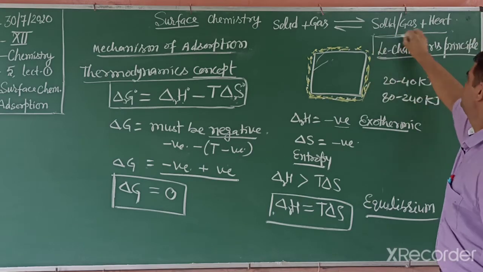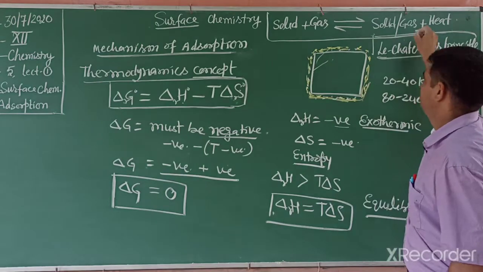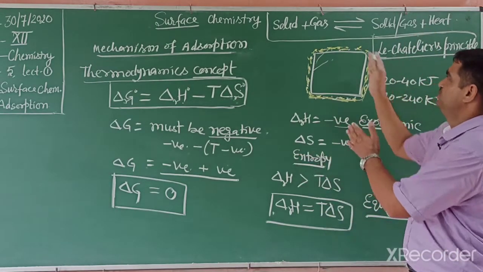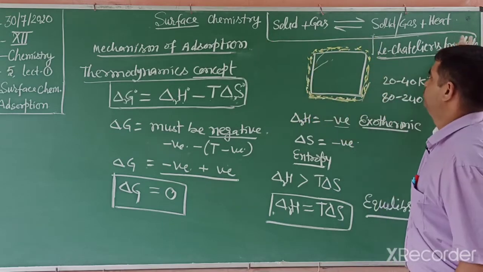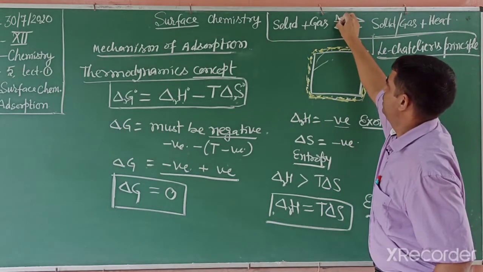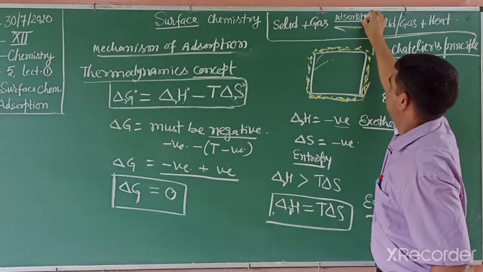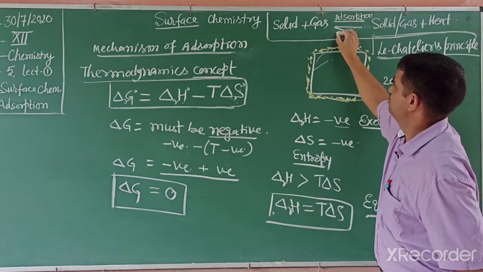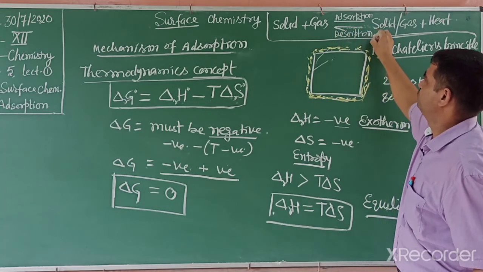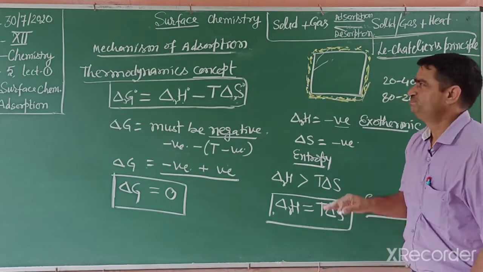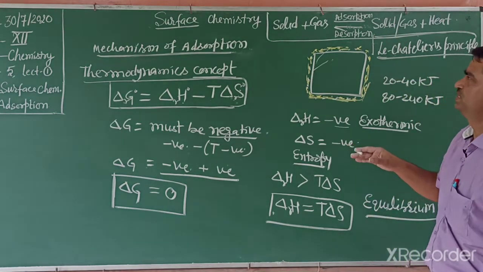Students, what is this Le Chatelier's principle? This one is equilibrium, and this side is adsorption and this side is desorption. Because this side you write adsorption, and this side we can write desorption. Remove out of the gaseous molecule. They depend on these factors: pressure, temperature.